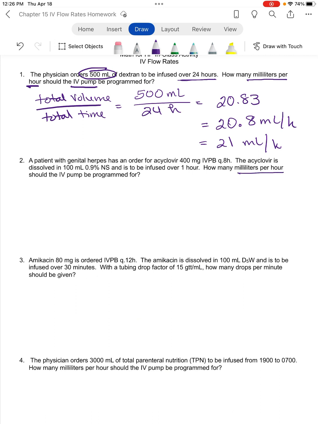So milliliters per hour. So I'm going to look. This 400 milligrams has nothing to do with my milliliters per hour. That's just the weight of the medication, so it's not my volume. So I know that it's in 100 milliliters, so that's my volume. And it's to be infused over 1 hour, so that's my time. So 100 milliliters over 1 hour reduces down to 100 milliliters per hour. Don't overthink these. These are not hard.